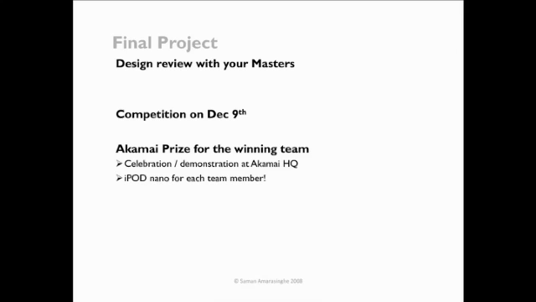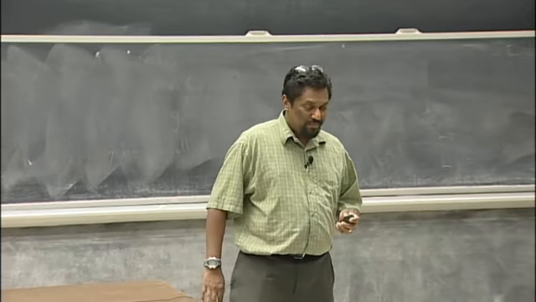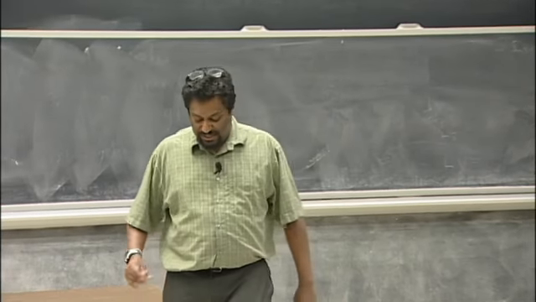In fact, this year there's an Akamai prize for the winning team. They are going to have a celebration and demonstration in their headquarters. You get a tour of their NOC and stuff like that. Plus, every winning member is going to get an iPod Nano. So there's a lot more motivation now to get the fastest running ray tracer.